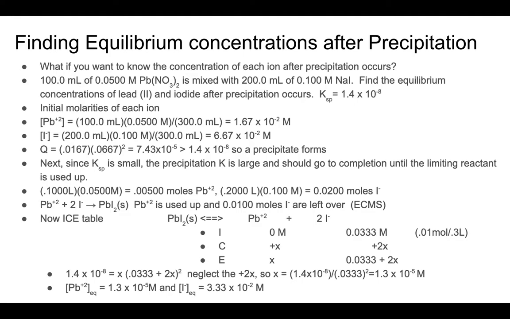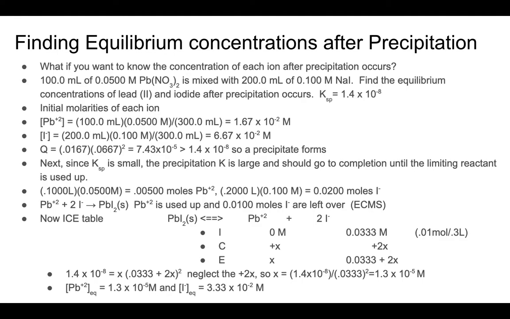Now, plugging it into Q, we get that the Q is 7.43 times 10 minus 5th, which is greater than 1.4 times 10 minus 8. In fact, it's a lot greater. So we know a precipitate is going to form.